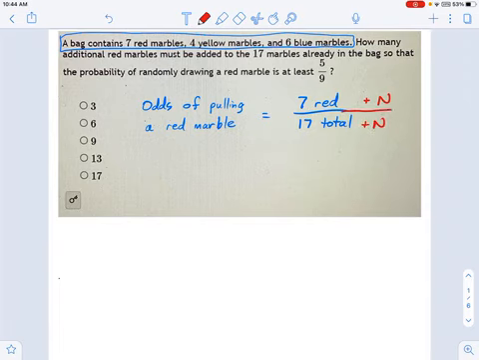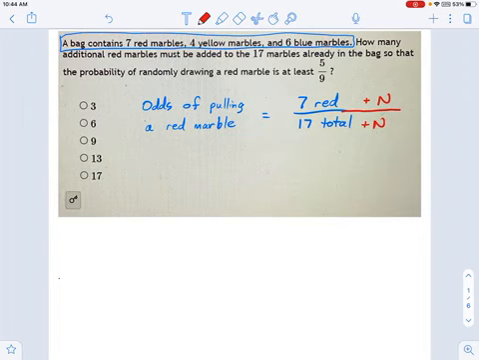So I'm going to extend this fraction. I'm going to say I don't just have 7 red marbles on top. I have 7 plus some number. And on the bottom, I don't have 17 total marbles. I have 17 plus all those new red marbles I dumped in. And when will this probability be at least 5 over 9? In other words, at least 55.56% or whatever.